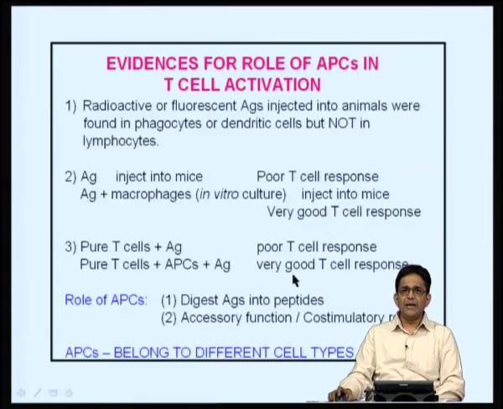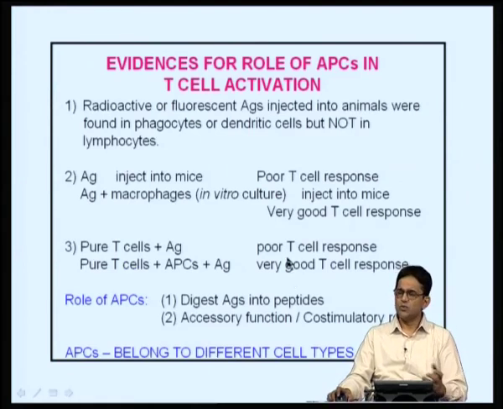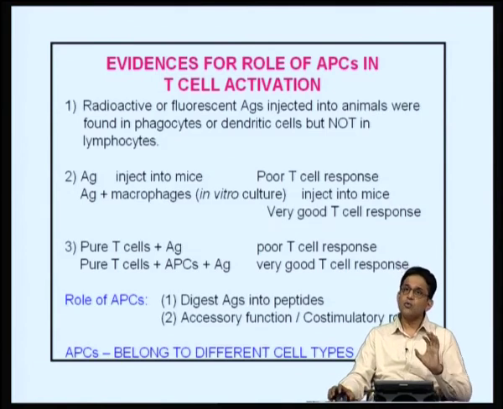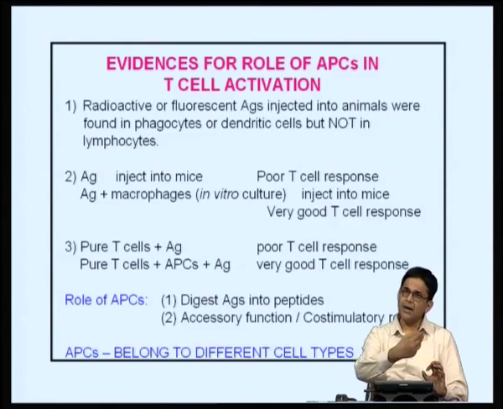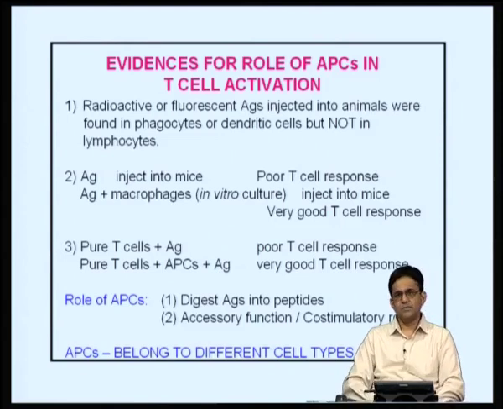Okay, what are the evidences for the role of antigen presenting cells in T cell activation? There are several; we will just discuss a few. One is, if you take radioactive or fluorescent labeled antigens and inject them into animals, it was found that these are present mainly in phagocytes or dendritic cells, but not in lymphocytes. So, while lymphocytes are the effectors, the actual processing is done by other types of cells, and these are the antigen presenting cells. So, what are some of the antigen presenting cells?